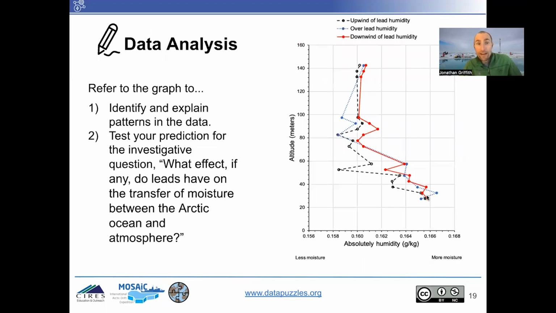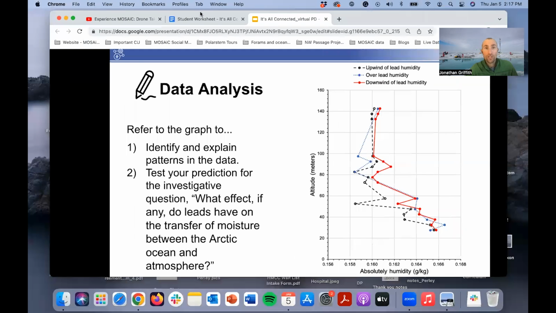Once students have had an opportunity to discuss the graph as a whole class, then they go out individually or in groups and identify and explain patterns they might see to test their prediction: what effect, if any, do leads have on the transfer of moisture between the Arctic Ocean and the atmosphere. I'm going to cut now to the student worksheet.